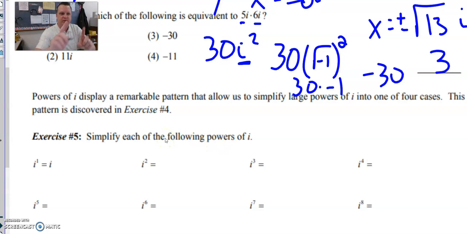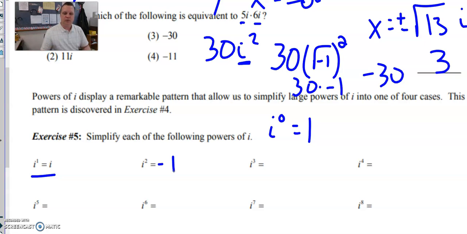Now, what we start with first, though, is i to the 0. And we talked about this last week. What's anything to the 0 power? 1. Anything at all. i to the 0 is 1. i to the first is i. Anything to the first power is itself. i squared, I just showed you what it was, is negative 1.